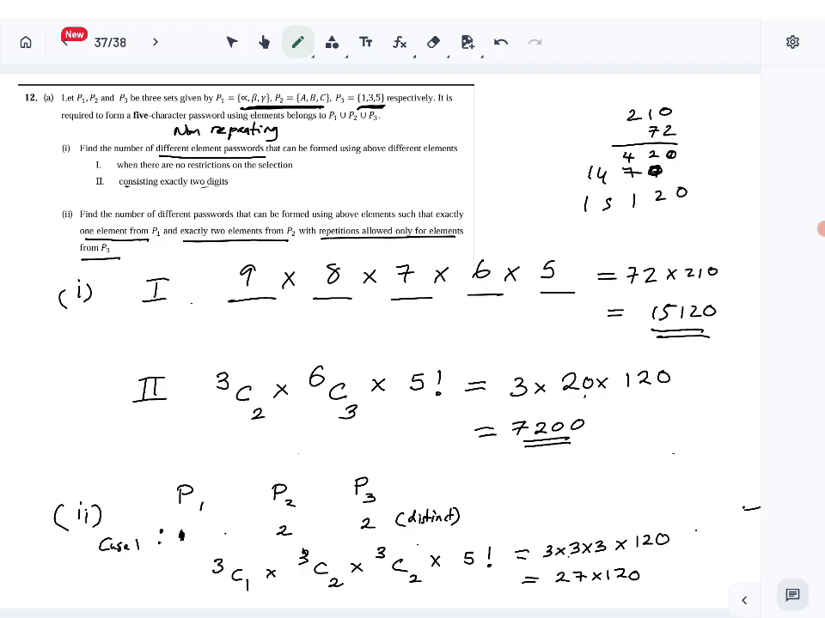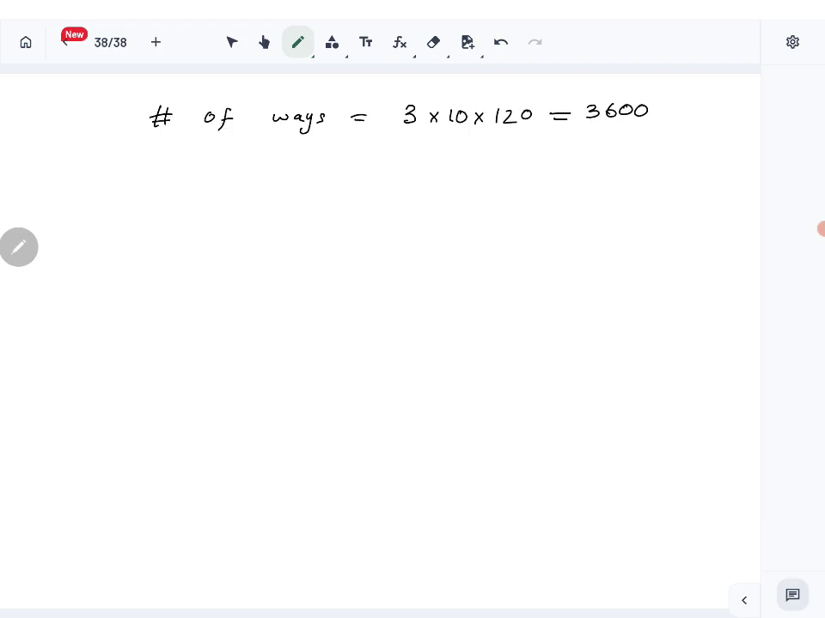So 27 into 120. So that is what? 2700 and 540, right? 2700 and 540, 270, 270, yes, through 3240. Right, now let's look at case 2.